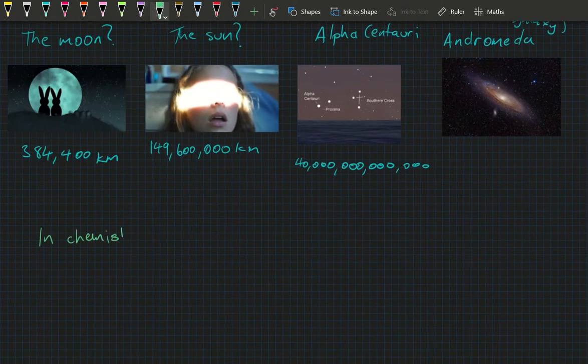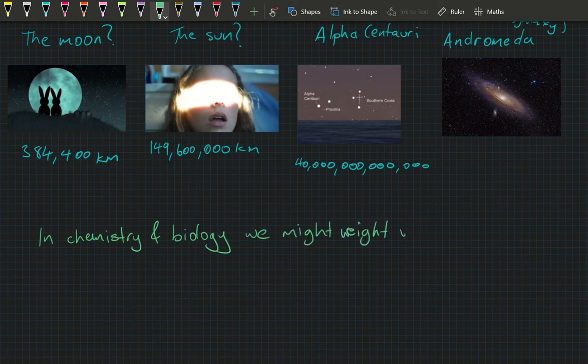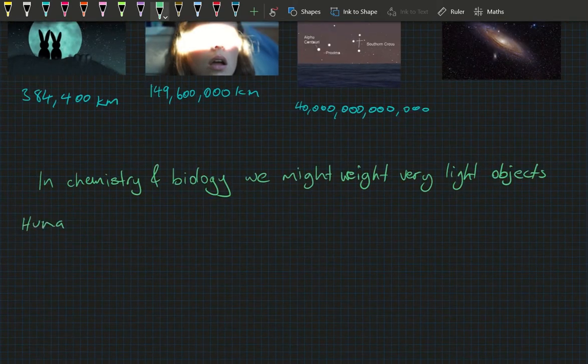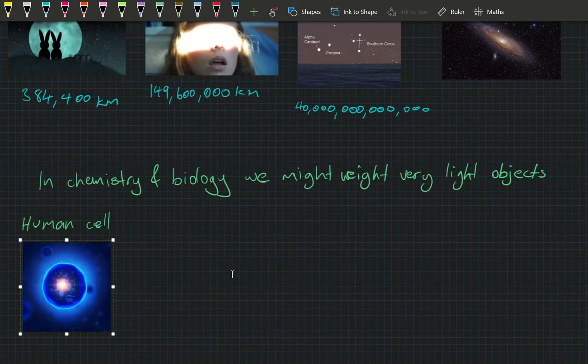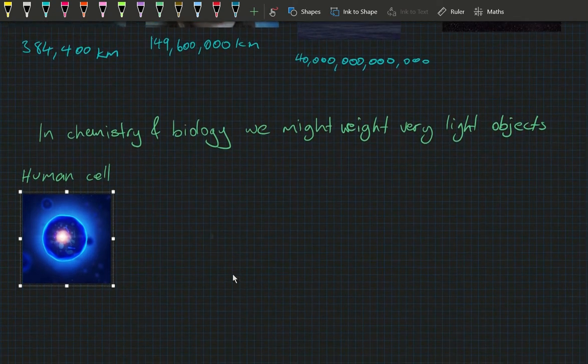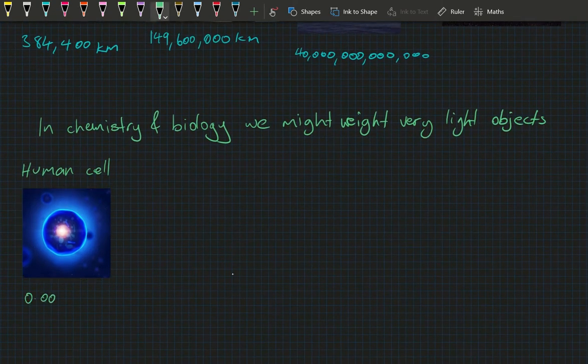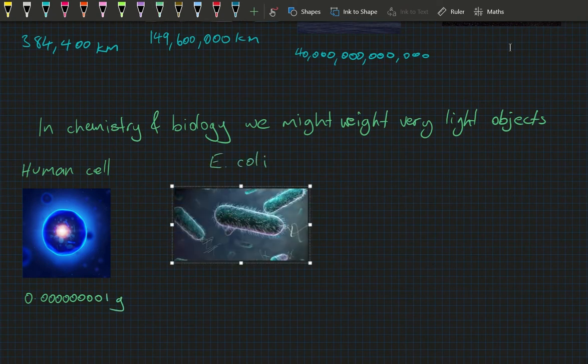On the other hand, the very small is commonly found in chemistry and biology. For example, an average human cell weighs 0.00000001 grams. We've also got the E. coli bacteria, and this weighs 0.0000000001 grams. So this is getting tiny.